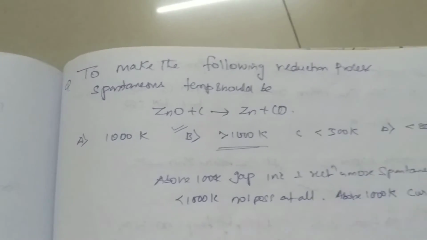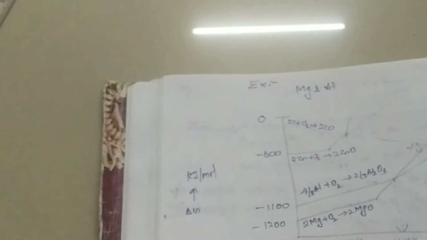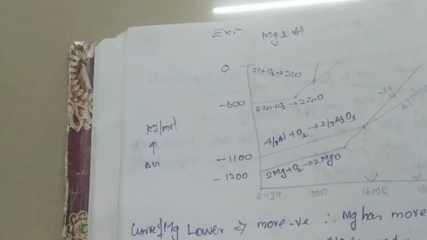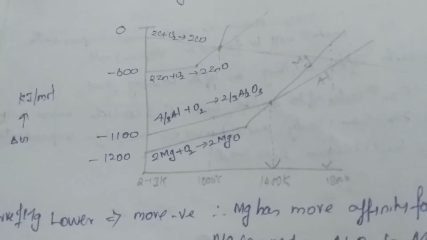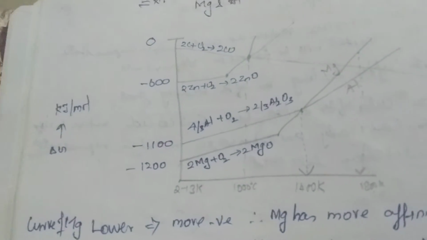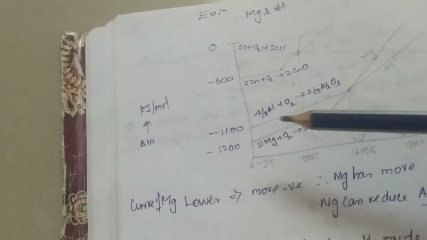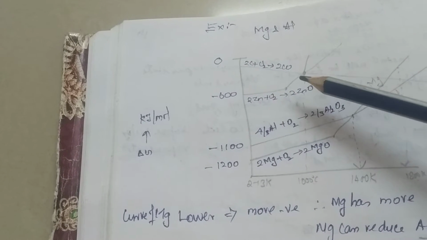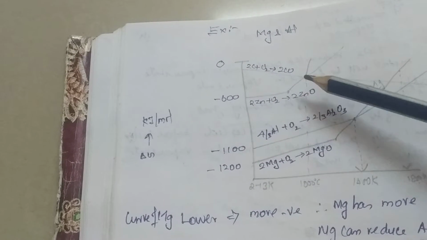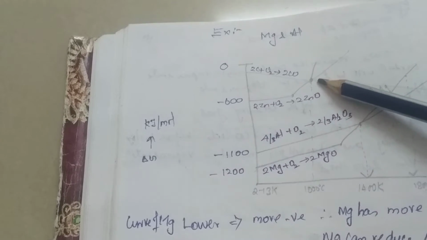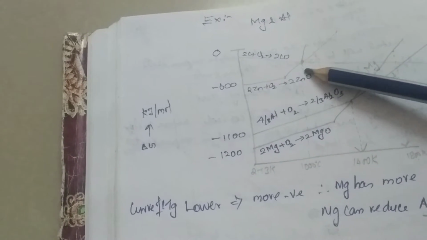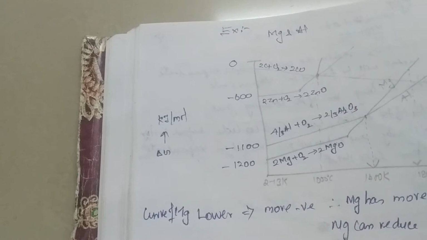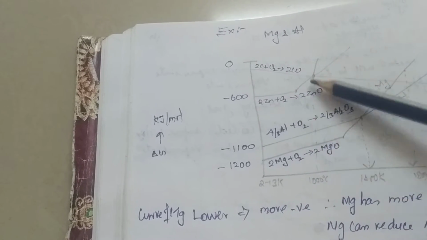You can see from this graph zinc to zinc oxide and carbon to carbon monoxide. At temperatures up to 1000 degrees, the zinc line is below the carbon line, and therefore the zinc will preferentially get oxidized. But above 1000 degrees centigrade, carbon monoxide is more stable, and zinc oxide will undergo reduction.